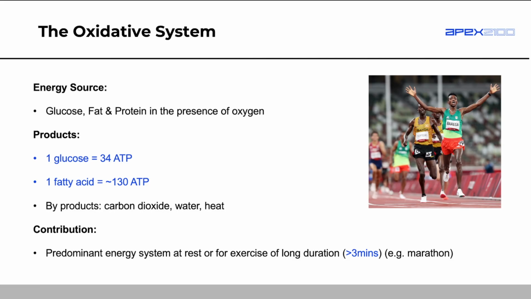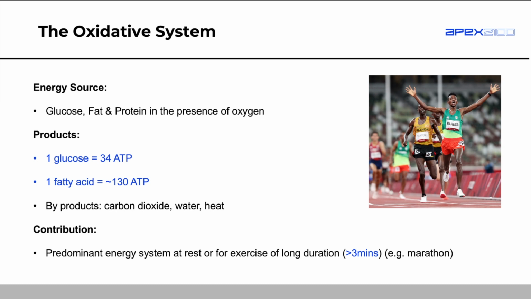Okay, so products. 1 glucose molecule can create 34 ATP. So that's quite an increase from what we've seen before with the phosphagen and the glycolytic system. And it gets even crazier when the oxidative system uses fatty acid. So when we use fat as an energy source, 1 fatty acid can create approximately 130 ATP. Whenever you see that squiggly line, that always means approximately. So that little squiggle line before the 130 is approximately. 1 fatty acid can create approximately 130 ATP molecules.